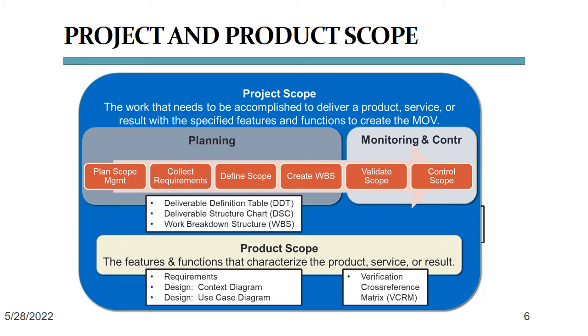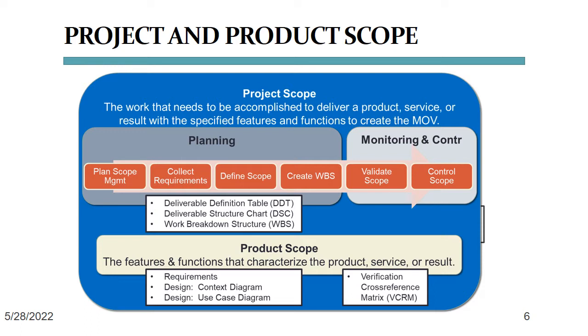So then we have our product scope, which is here shown in the white rectangle. Our product scope comprises the features and the functions that characterize our product, service, or result, which means those would be the technical requirements. This would be our product design in terms of a context diagram, for example, that shows the data flow, or in terms of a use case diagram that shows how actors interact with our system to determine what functionality we need to build in order to deliver these desired actions.